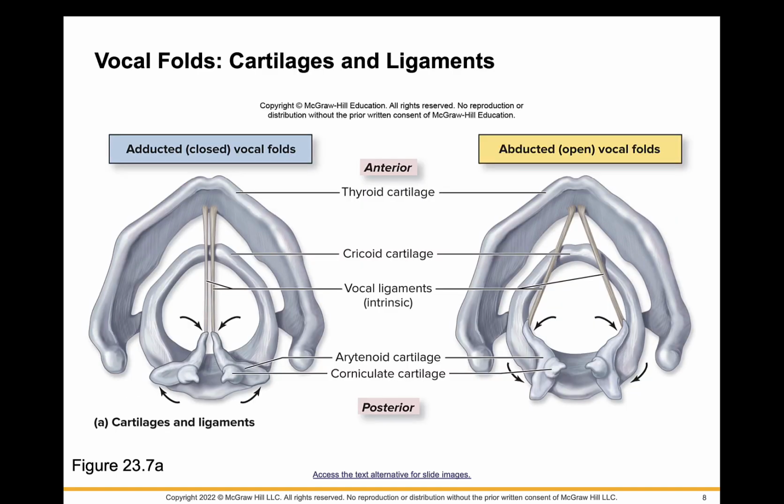Here we're basically looking at the vocal folds, and we can see a number of the cartilages that are involved, but we also see the vocal ligaments, and they also will be called intrinsic ligaments for the most part. And notice their position. They are found in the middle of the glottis, and so they will vibrate as air moves through them.